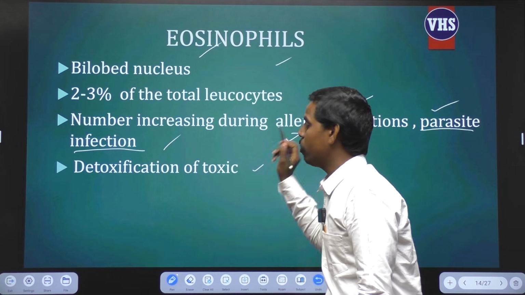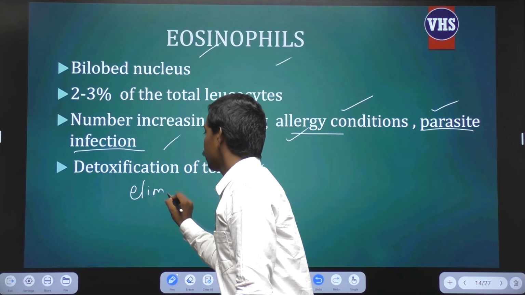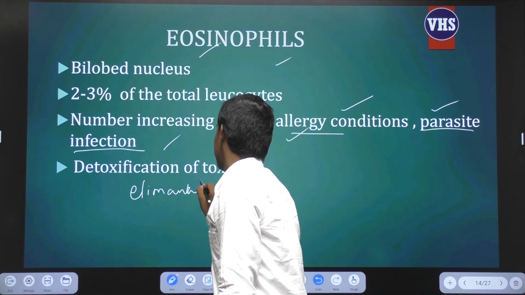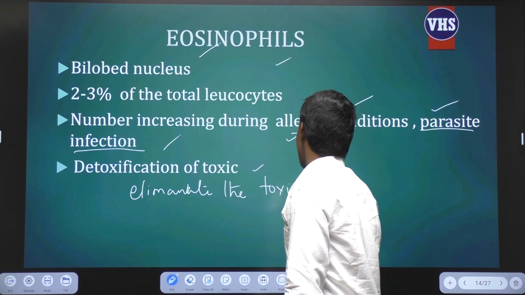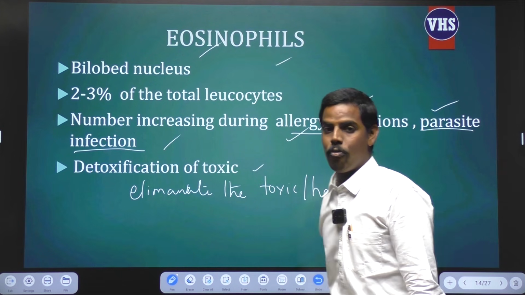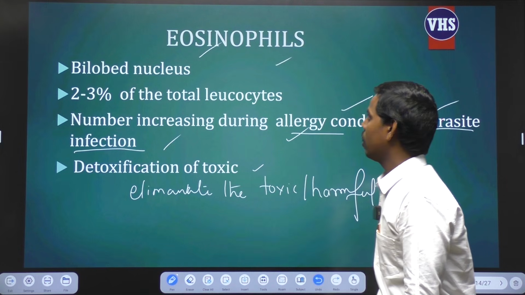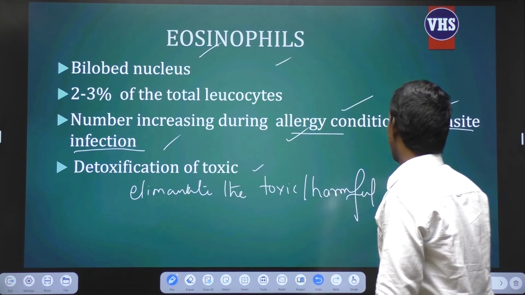Next, detoxification. Eosinophils can eliminate toxic or harmful substances in the human body. The last granulocyte is the basophil.